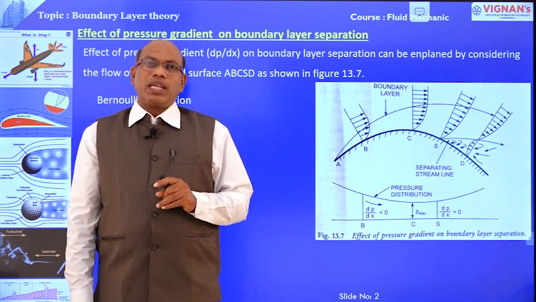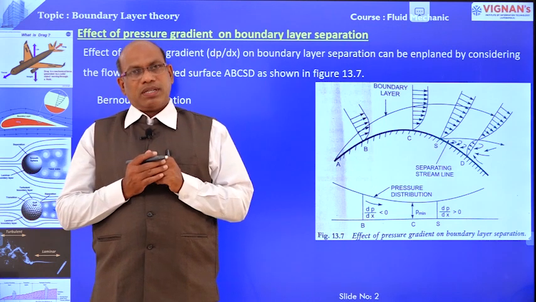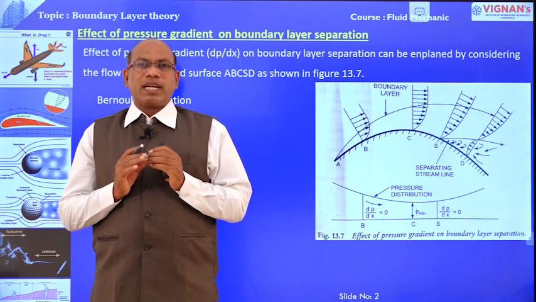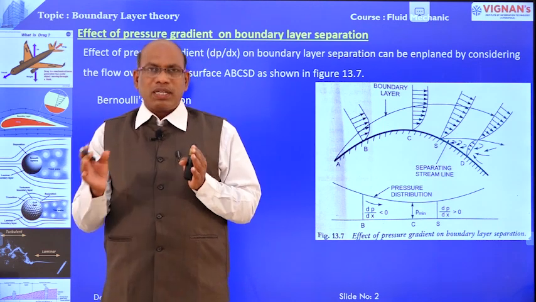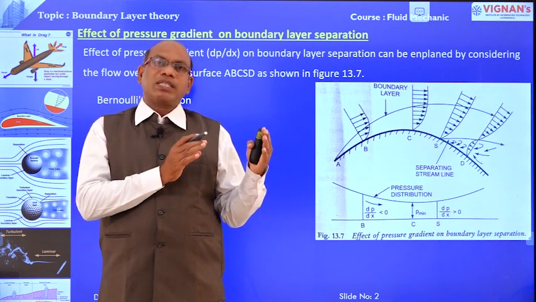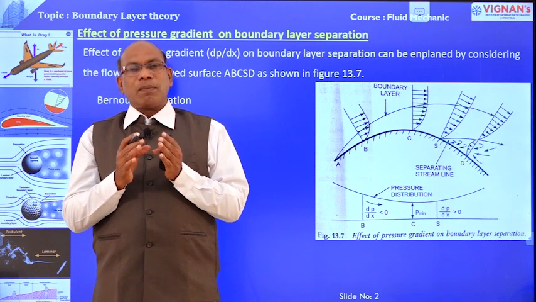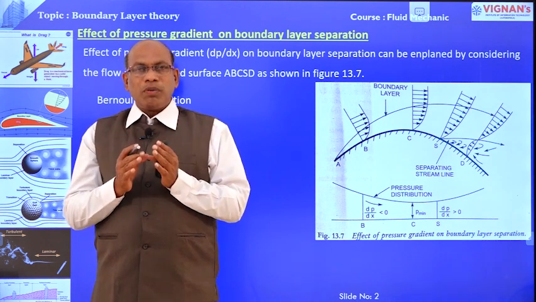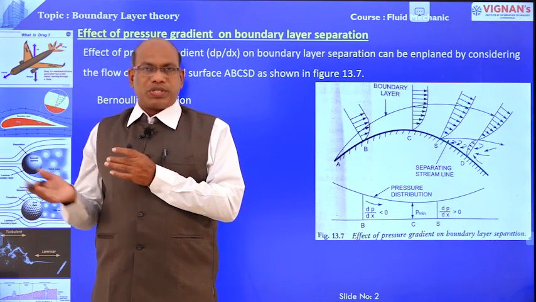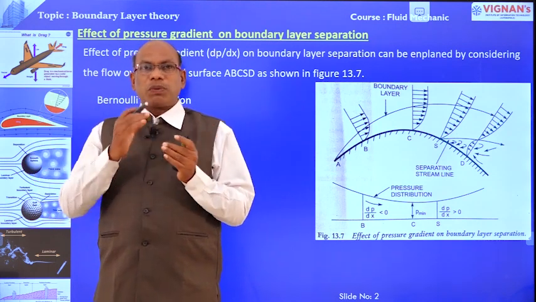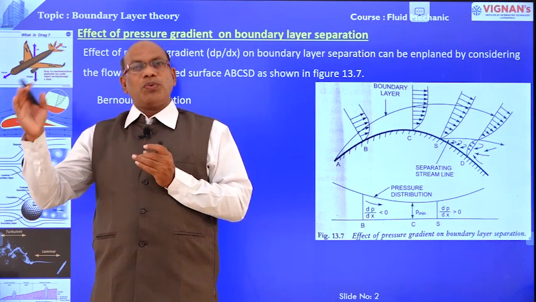Now, the boundary layer separation depends upon the pressure gradient. If the pressure gradient varies, at one place over the boundary layer the pressure gradient is negative, at some points the pressure gradient is minimum, and at some points the pressure gradient is maximum or more than 0. So, the pressure gradient varies from one point to another point over the boundary layer.